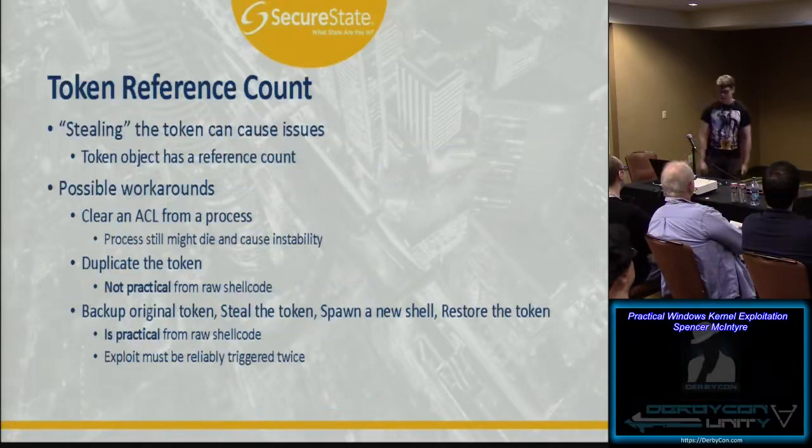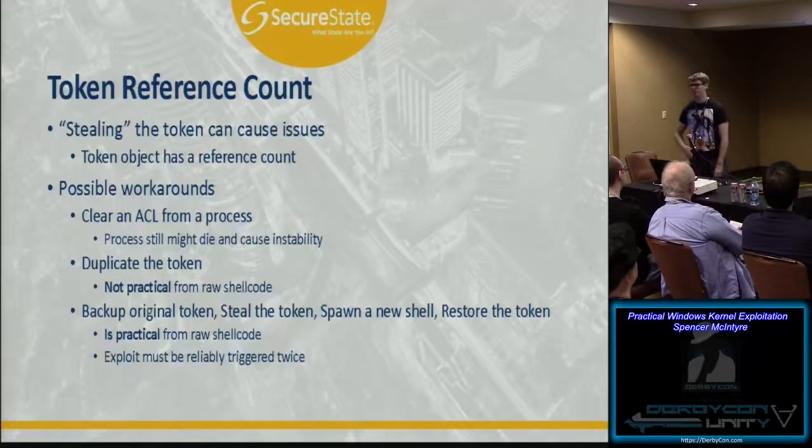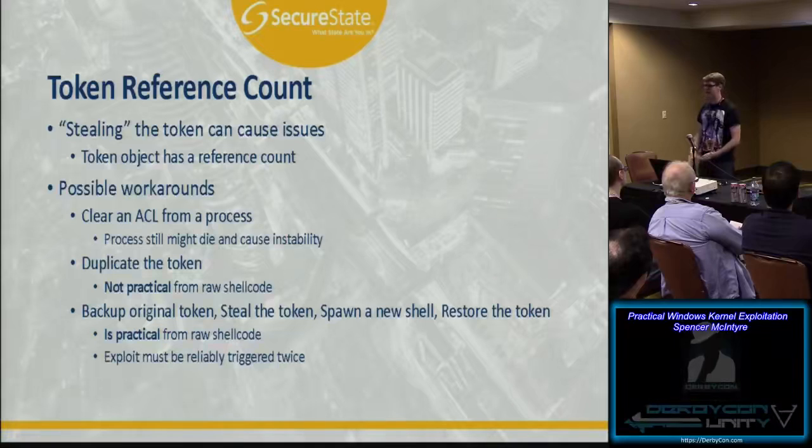So, token reference count. This usually becomes a problem when an exploit is stealing the token and it's executed multiple times, so they have that reference count. One thing we can do to avoid that is use the ACL technique that was used by MS-1353, where you actually clear out the ACL of a process and inject into that, because then you're not messing with the token, so you're not adjusting the reference count. However, as you probably know as a pen tester, you don't usually want to inject into an already running system process. That can also cause system instability.